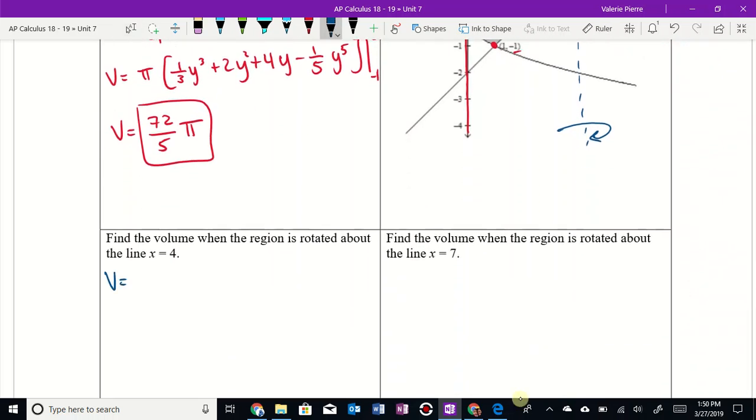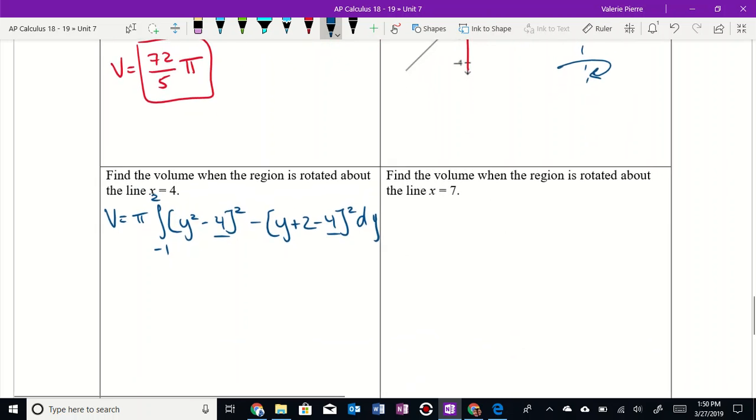So when I set this up, I get V equals, then same limits of integration of y squared minus 4 minus y plus 2 minus 4 squared dy. The reason why we put 4 is because 4 is my new axis of symmetry. Okay, and if you look at our previous page, this is the same setup as before, except instead of x, we have y. However, we get the value 108 over 5.